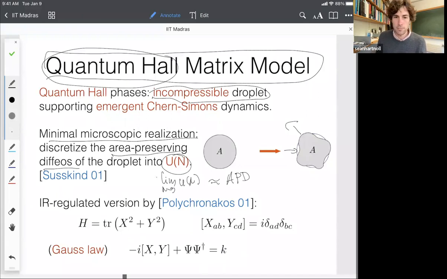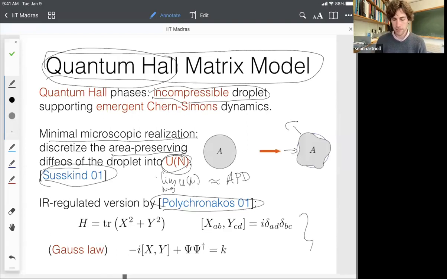This underlied, for example, early matrix theory, the membranes. The matrices become the membrane, and the diffeos on the membrane are inherited from the U(N) transformations on the matrices. This was Lenny Susskind's point. He wrote down a matrix quantum mechanics that had a U(N) symmetry that as N goes to infinity gave you some incompressible-like physics. The problem with Lenny's model was that it required N strictly equal to infinity. It was not a droplet, it was like a plane. And so Polychronakos regulated it. And so now let me write down his model.